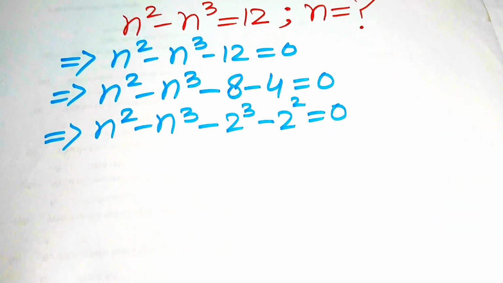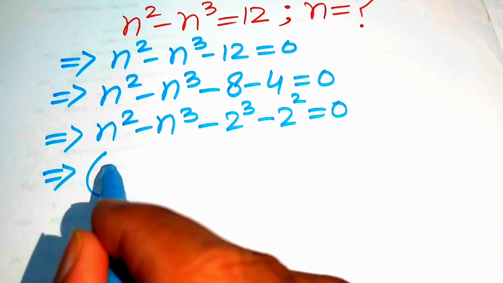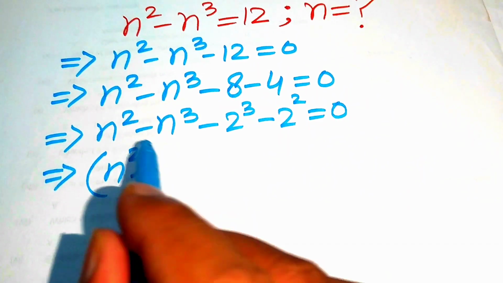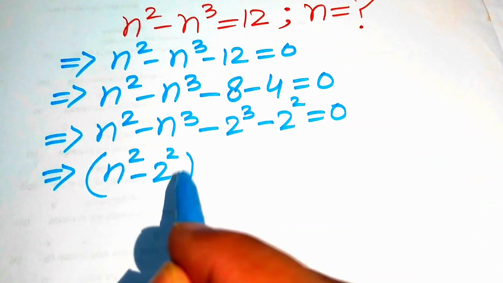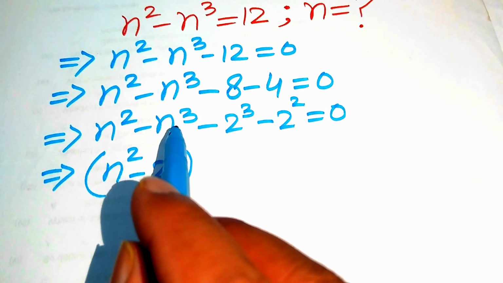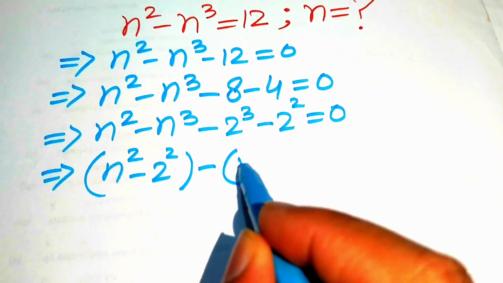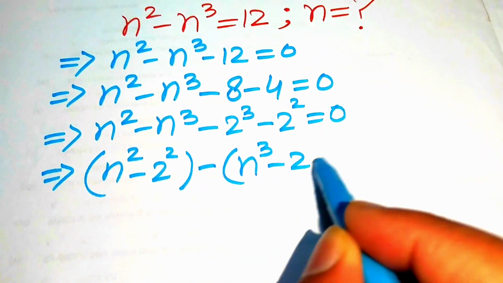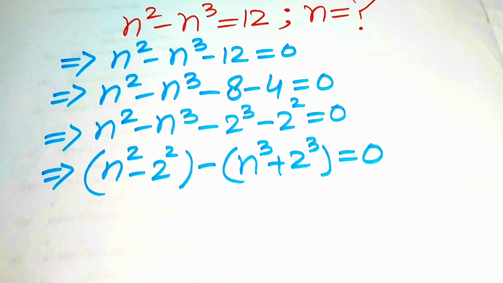Now we make the pair of a square term and the cubic term, so we have n squared. We combine this n squared with minus 2 squared, and we combine this n cubed with this minus 2 cubed. Here we take common minus and we get n cubed plus 2 cubed, and this whole equation equals 0.